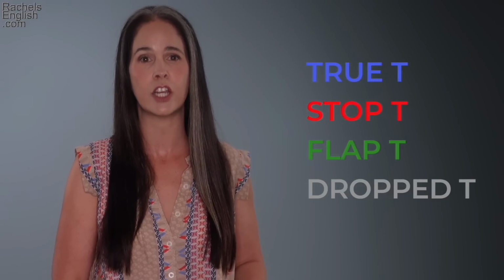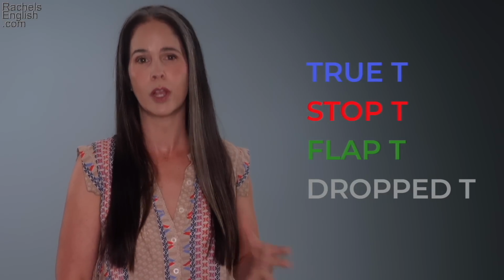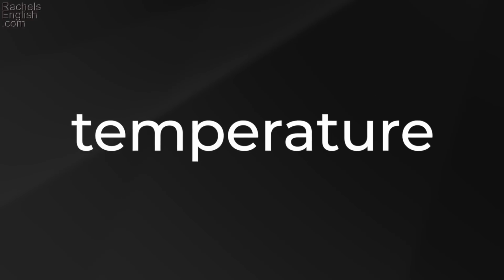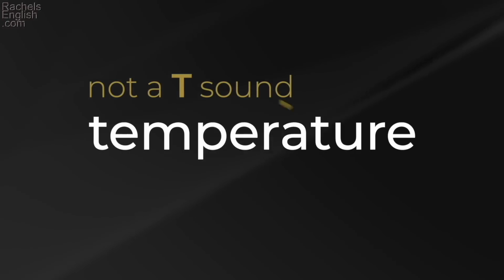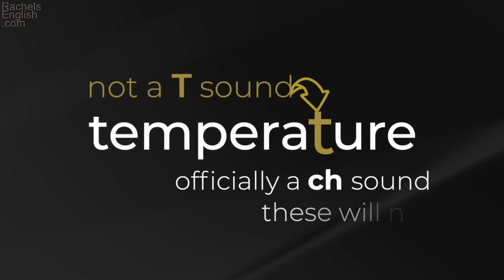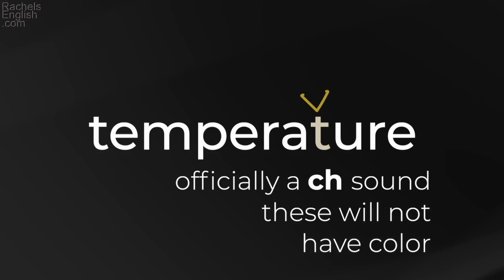Each T pronunciation will be marked with the appropriate color. If it's a T that isn't a T sound, like in the word temperature, that second T, remember, that's officially a CH. We're not going to color those T's. We'll still find another way that T is pronounced, and I'll stop when we get there so we can explore it.